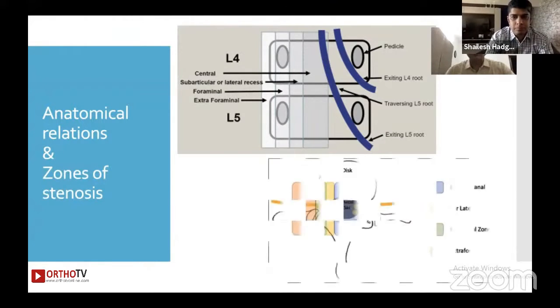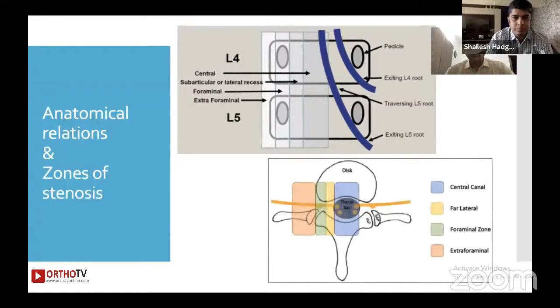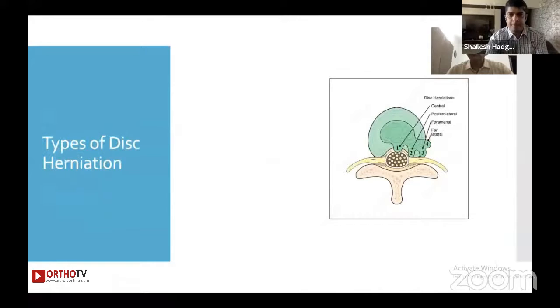If we take a look at the various areas where stenosis is quite commonly seen, the central area of the thecal sac comprises central canal stenosis. Anything that is lateral to that becomes the far lateral or the lateral canal stenosis. The area between the two pedicles encompassing the foramen becomes the foraminal stenosis, and further lateral beyond the foramen is the extraforaminal stenosis. A disc herniation may present as a central variety, a posterolateral variety, foraminal variety, or a far lateral variety as well.